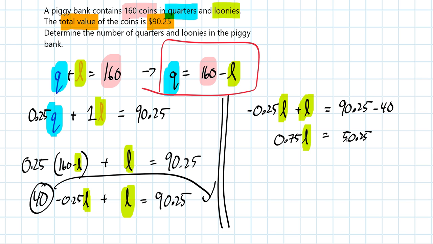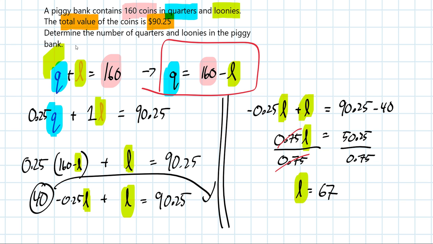Now I've got 0.75 L is equal to 50.25. My variable is almost alone, but not quite. It's being multiplied by 0.75, so I'm going to choose to divide both sides by 0.75 so that I can isolate L. When I do that, on the left, 0.75 over 0.75 cancels out, and I've just got L. And on the right, I got 50.25 divided by 0.75, which is 67. So what I think I know now is that there are 67 loonies. L is the number of loonies. Q is the number of quarters. I think there's 67 loonies.